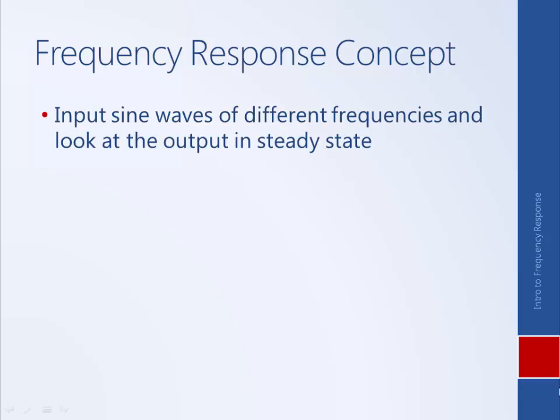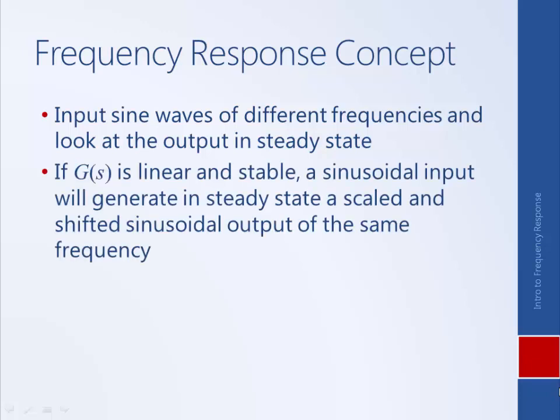So the idea of frequency response is that we input sine waves of different frequencies into a system and look at the system's output in steady state. So instead of looking at how the response of the system changes as a function of time, we will look at how the response of the system changes for inputs of different frequencies. So how does the behavior change as a function of frequency? It turns out if our system is linear and stable, a sinusoidal input will generate an output that is also sinusoidal and of the same frequency in steady state.